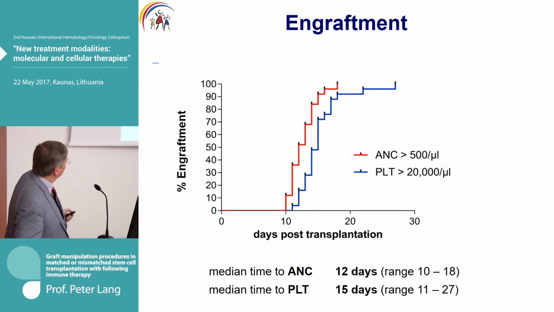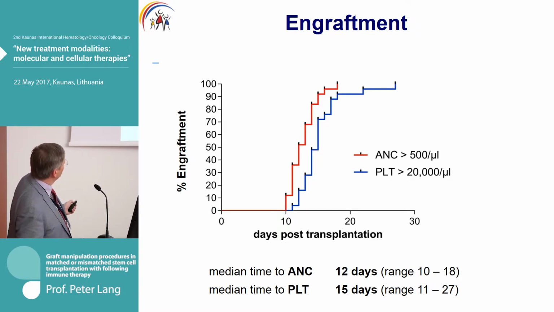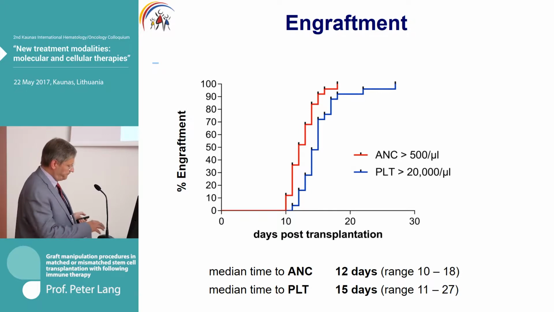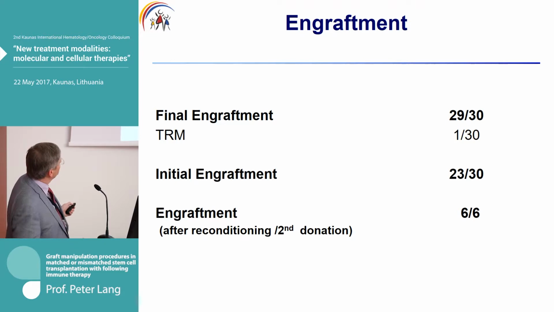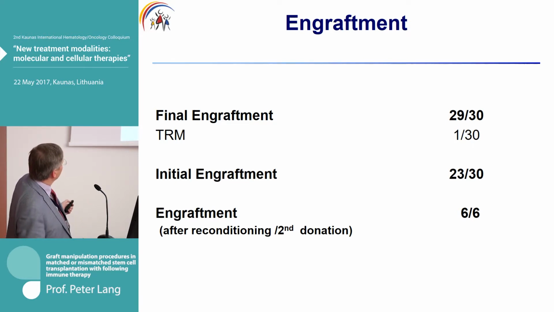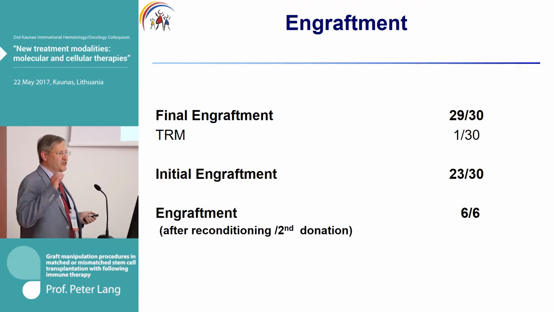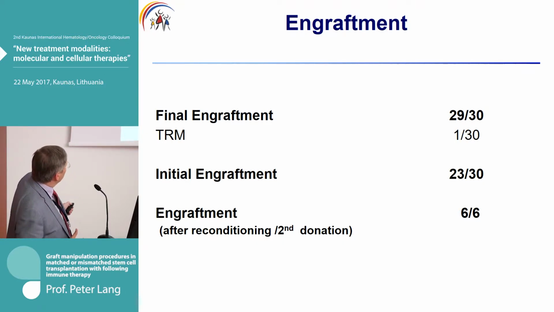So again, the engraftment was very fast, like in CD19 depletion, with 12 and 15 days. And a final engraftment could be achieved in 29 out of 30 patients because one patient died due to TRM before he could be transplanted. An initial engraftment occurred in 23 patients because the ATG dose was too low in the first 12 patients. However, after a reconditioning regimen and a second stem cell donation, all rejectors could be rescued.